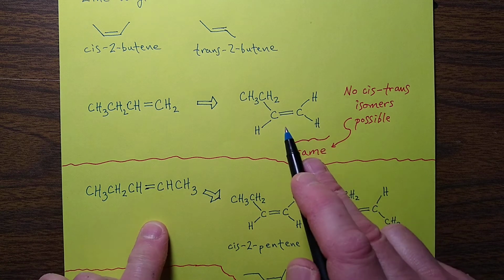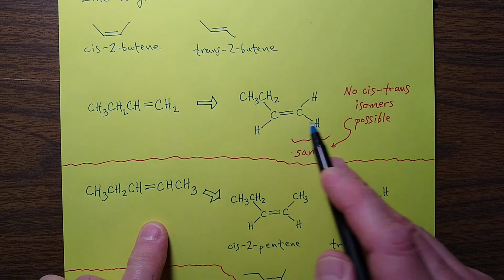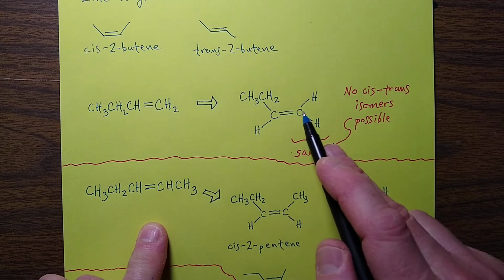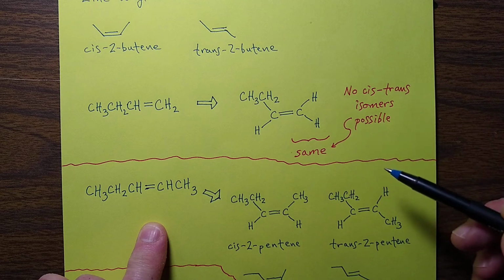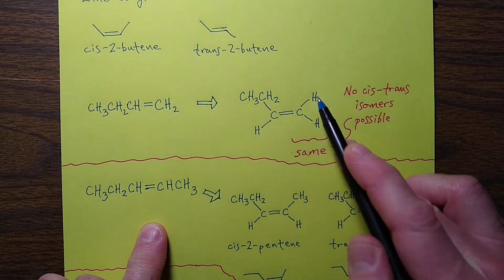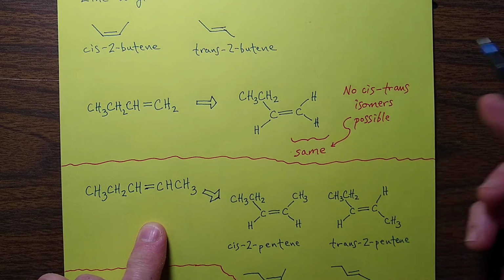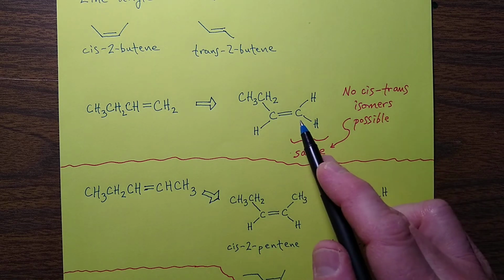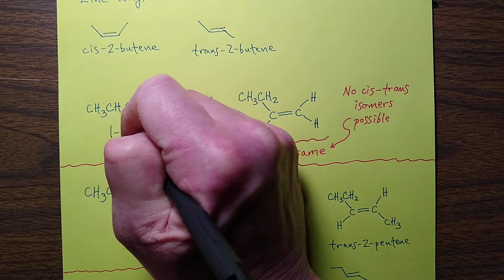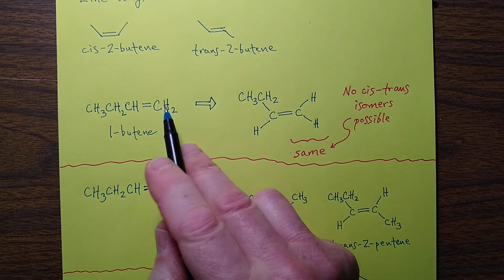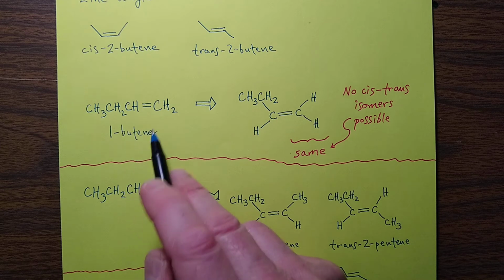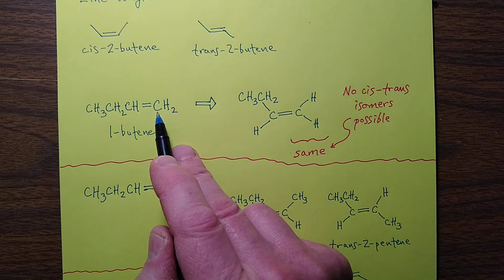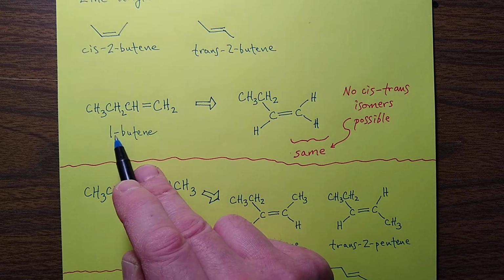2 hydrogens attached. You cannot have cis-trans isomers with this molecule because you need to have 2 different groups attached to this side of the double bond. You have 2 identical groups, so it doesn't matter if this is here and this is here, or this is here or here. It's the same molecule, so there are no cis-trans isomers. You would just call this molecule 1-butene, because it's 4 carbons long, so it gives that prefix. It's an alkene, so you give it that suffix, the ene, but you also got to tell us where the double bond is. It starts at the first carbon. That's what that number 1 means, the 1 dash.